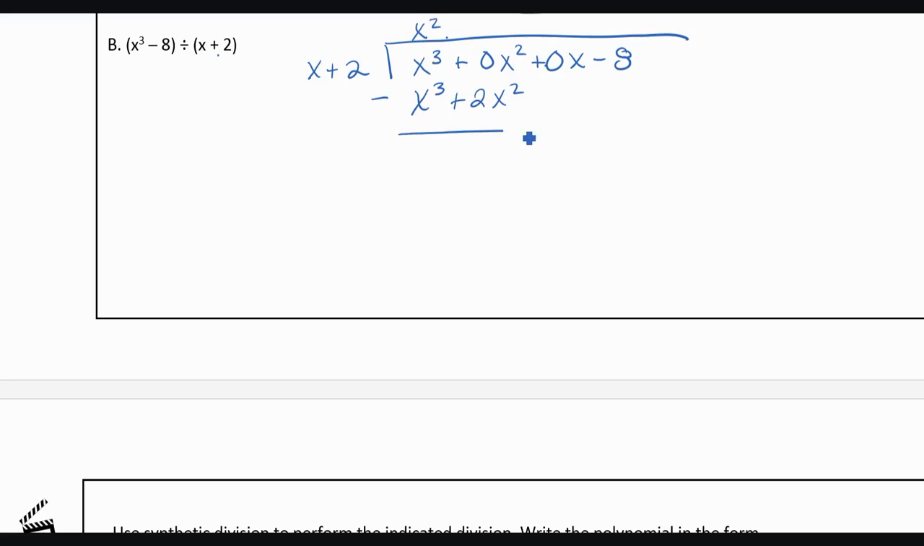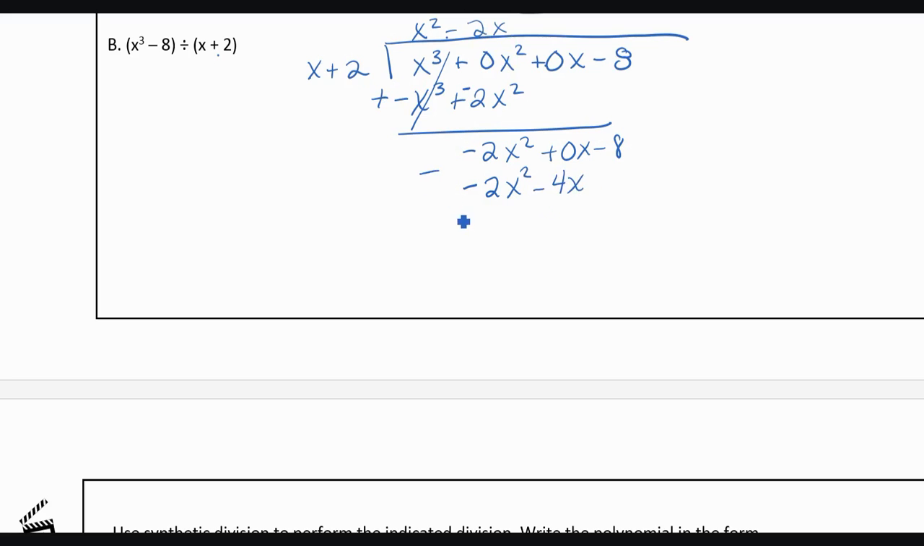We're subtracting, but we draw the line, change the signs. So these cancel out. We have 0x squared plus a negative 2x squared, so that's minus 2x squared. 0x minus 8. So now I'd say what is negative 2x squared divided by x? Well, that'll be minus 2x. Now I'm going to distribute that. So negative 2x times x will give us minus 2x squared. Negative 2x times positive 2 will give us negative 4x.